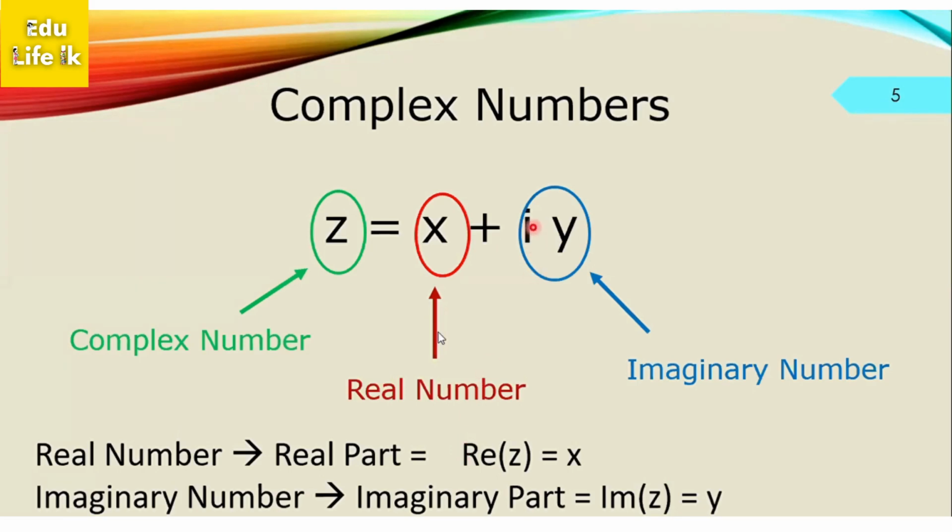i times y is the imaginary number. y is the imaginary part. This one, i times y, is the imaginary number. So if you want to get the real part of z, we write it as Re z, that is x. The imaginary part, Im z, is y, that is the letter y. Is that clear?